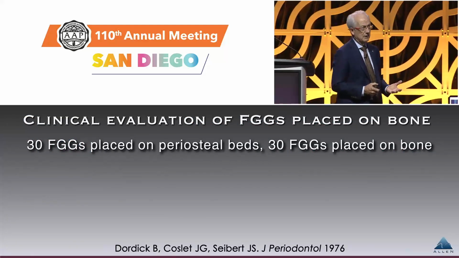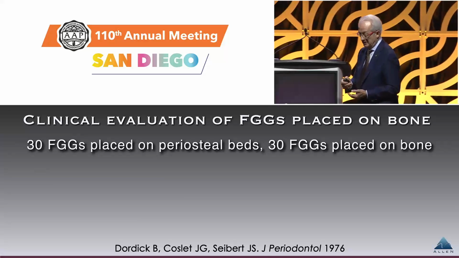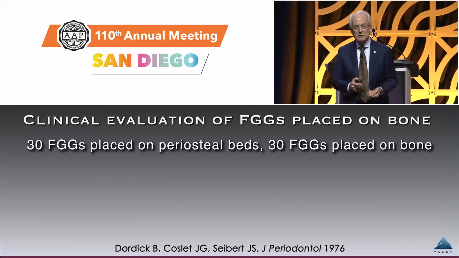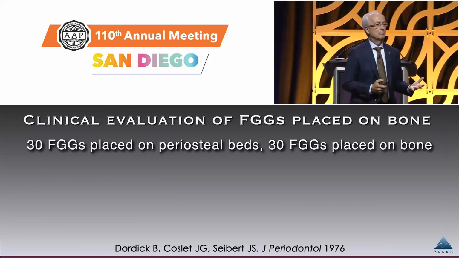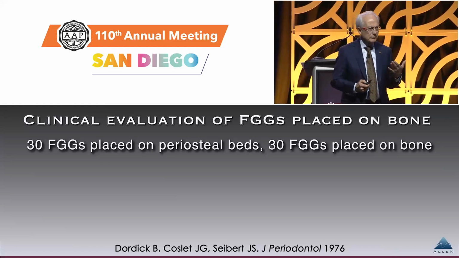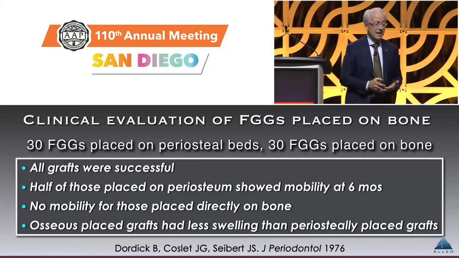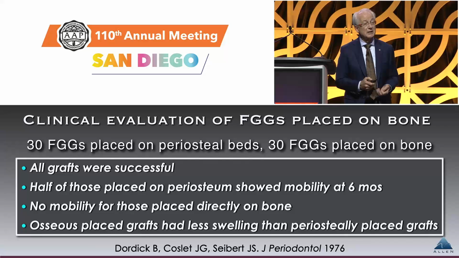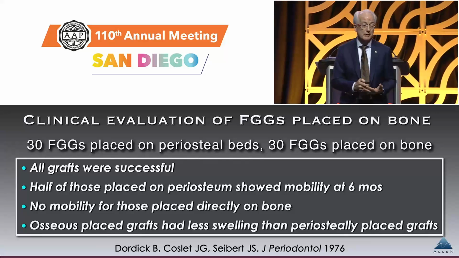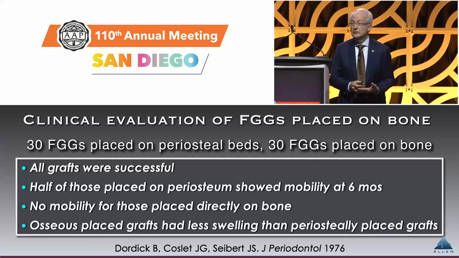So this can be traced back to a paper from the 70s, and one of the authors was J. Siebert, as you see, and they placed 30 free grafts on bony beds and 30 on periosteal beds. Who would do that? And to see how they heal, I would have thought they would fail. All grafts were successful. Half of those that were placed on periosteum showed mobility at 6 months, and there was no mobility on those that were placed directly on bone. Curiously, the ones placed on bone had less swelling than those placed on periosteum.